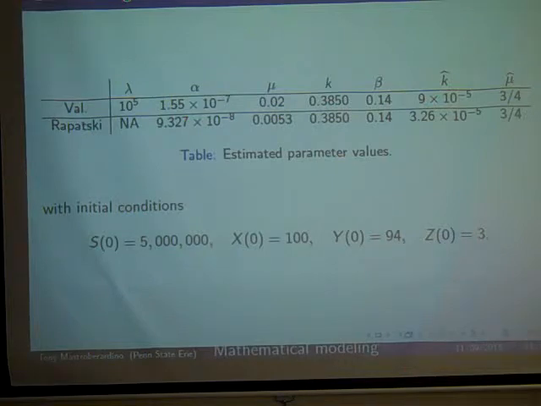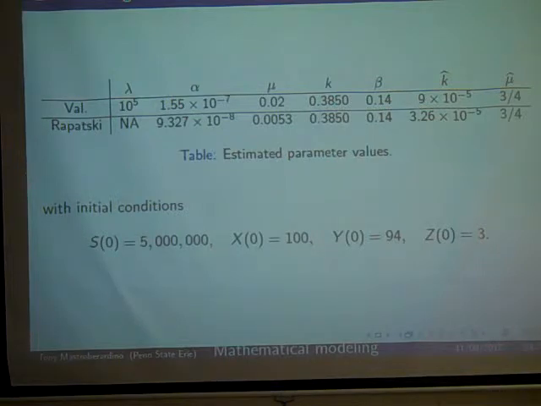So we have lambda, which is a constant recruitment rate that the Rapatsky model does not have. And so we chose 100,000, which made sense, adding 100,000 per year to the susceptible class. Our transmission rates are different.